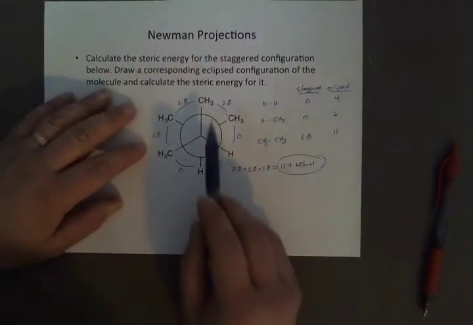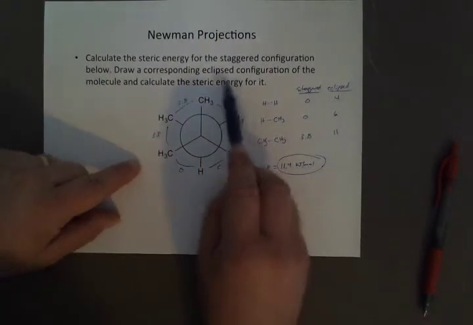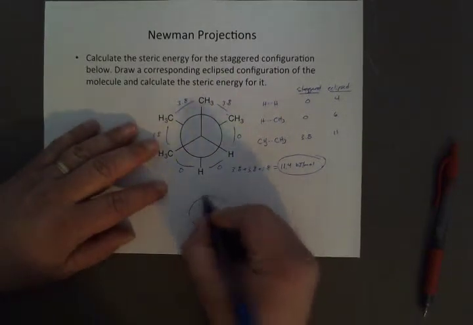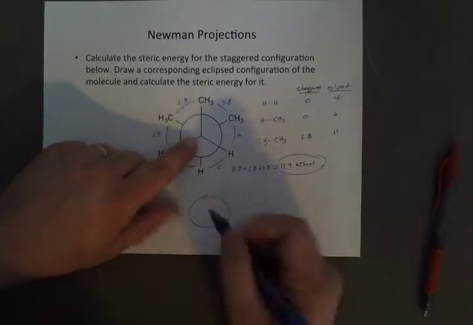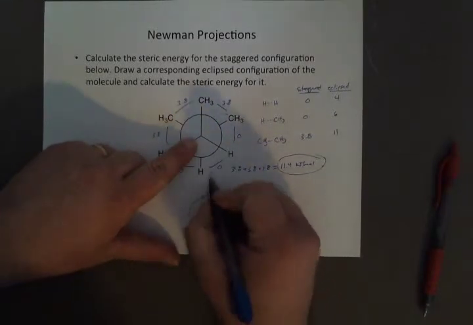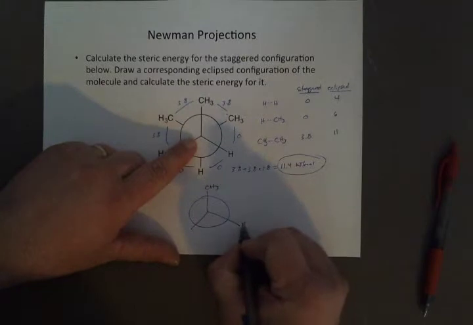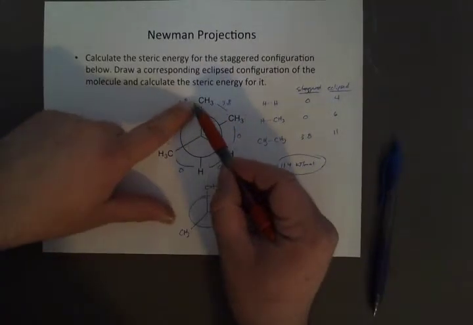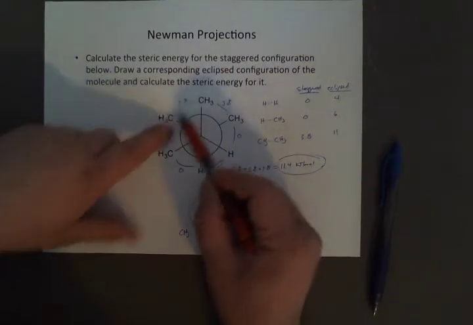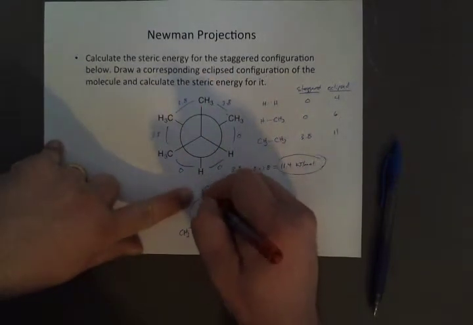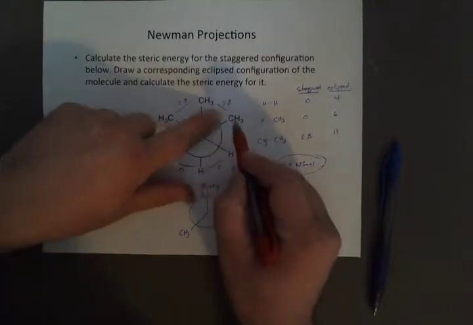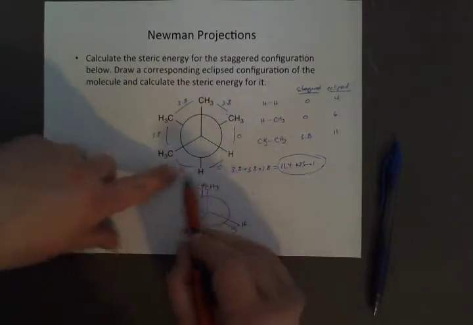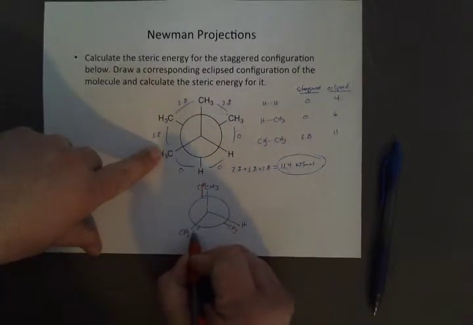Okay. Now, to draw the eclipsed configuration, what I usually do, you can do it either way, I usually keep the front where it is, so CH3, H, CH3, right, and then I rotate these guys 60 degrees, either clockwise or counterclockwise. It doesn't matter, right? So it'd be CH3. This one would come down here. CH3, and then this guy would come over here, like that.